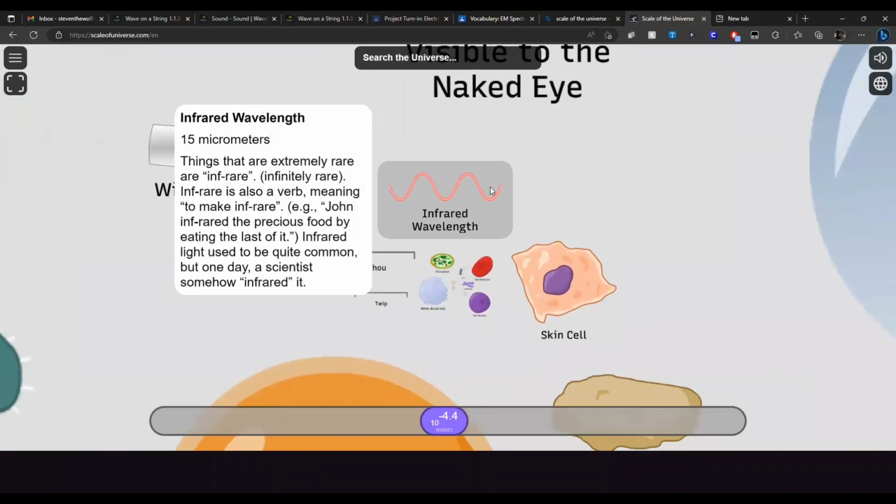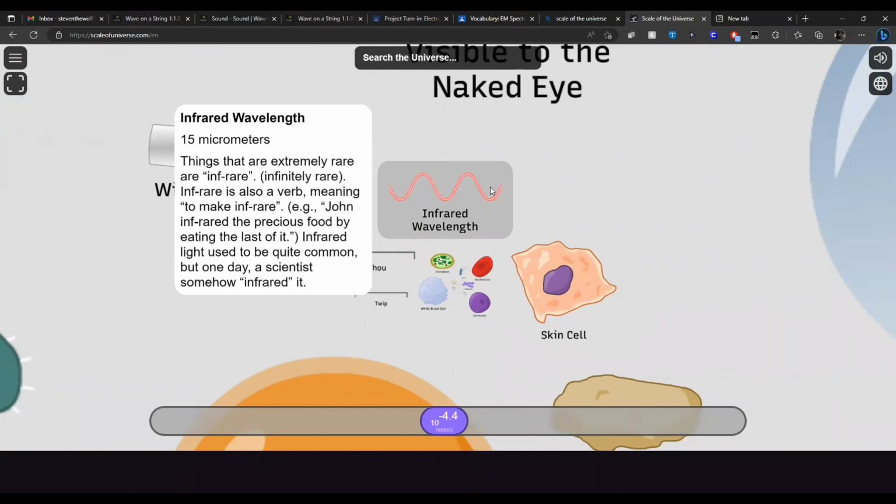Infrared waves. Infra means below, which therefore translates to below red. Infrared is known as below red because it is just below visible light. And what is at the bottom of visible light is red, hence the name Roy G. Biv, with red being the first letter.